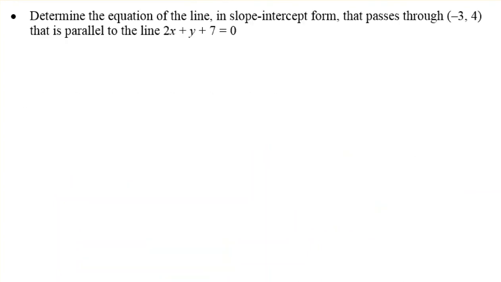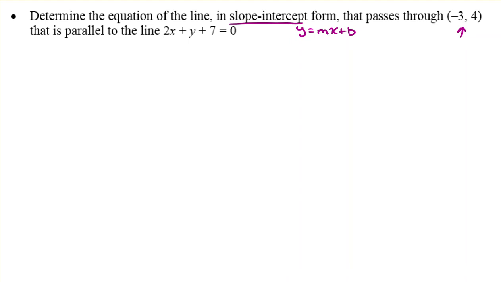Let's try another example. So we want to determine the equation of a line in slope-intercept form. Well, when I think slope-intercept, I think y equals mx plus b. That passes through this point. It's giving us a point. So that's hinting that we're probably going to have to start with slope point version of a line that is parallel to that. This equation, you cannot immediately tell what the slope of this line is. It is possible if you're really good at rearranging equations in your head, but it's not possible if you're not good at rearranging equations in your head.